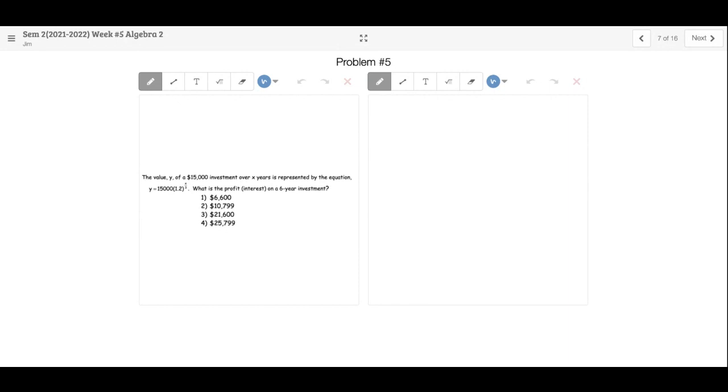Okay. Uh-oh, the exponent is a fraction. So the total was 21,600, and then you subtracted 15,000 from it.